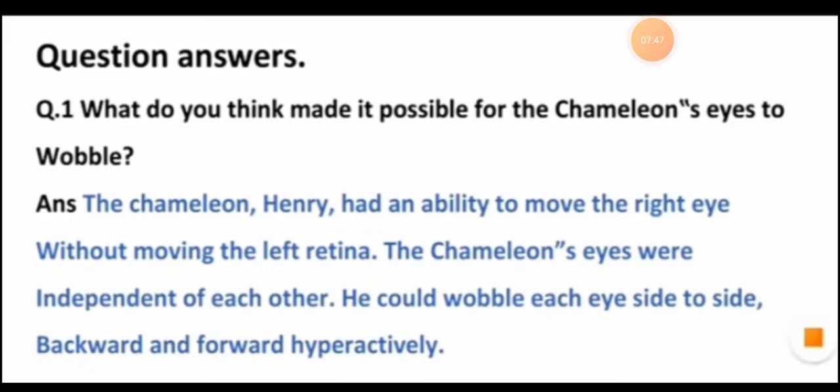It can move very easily without moving the left eye's retina. The chameleon's eyes were independent of each other. The right eye is independent and the left eye is also independent. It can move in any direction, in a different direction. He could wobble each eye side to side and forward to backward.